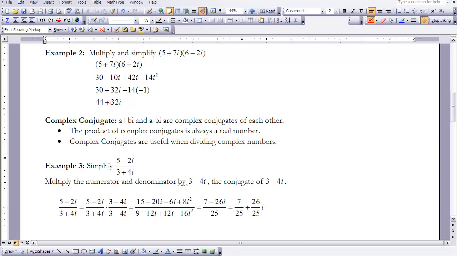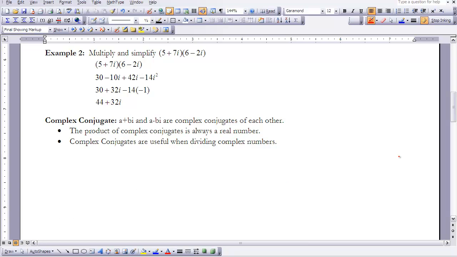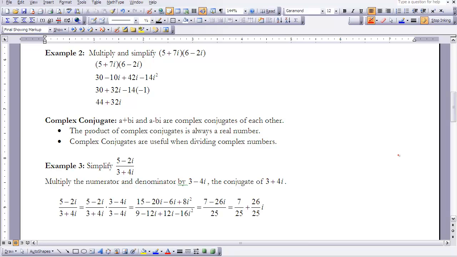Now, we're going to introduce a term called complex conjugates. When I say complex conjugate, I always think of a grammar lesson. We're going to look at it in terms of mathematics. So a plus bi and a minus bi are considered to be complex conjugates of each other. The product of complex conjugates always is a real number, and that's very important when we are dividing complex numbers. I'll show you what we mean in example 3.